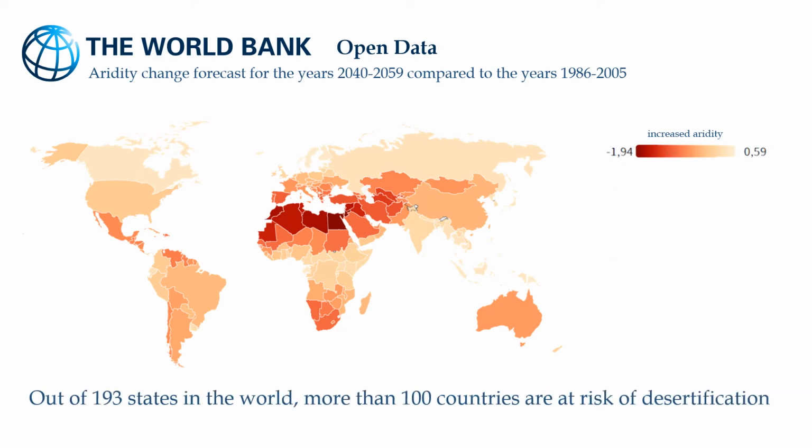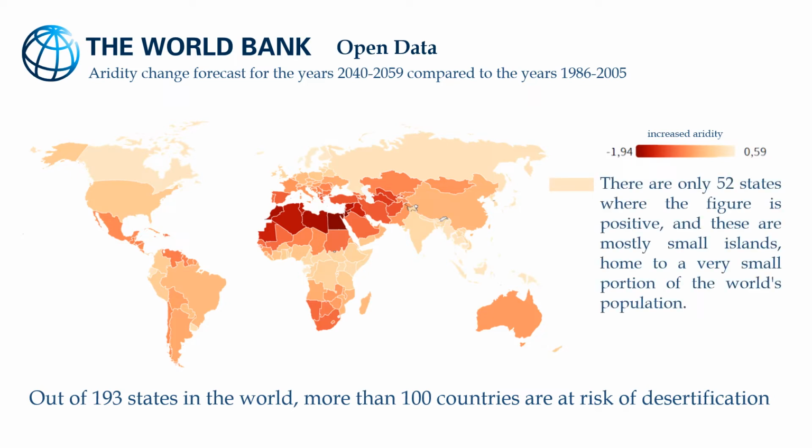Out of 193 states in the world, more than 100 countries are at risk of desertification. There are only 52 states where the figure is positive, and these are mostly small islands home to a very small portion of the world's population.